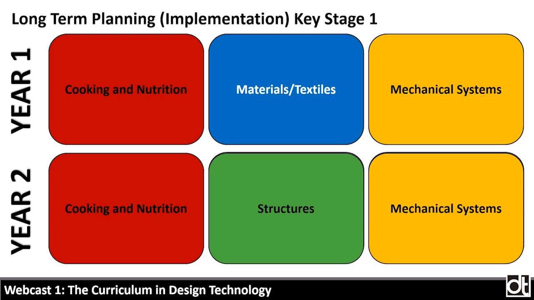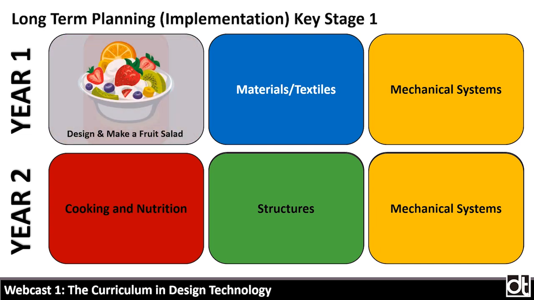What follows now is an example of how that long-term plan is translated into actual projects where the children design and make a quality product. Building on their experiences in early years, children begin their learning journey in cooking and nutrition by designing and making a fruit salad, providing opportunities to learn how to cut and prepare different fruits.